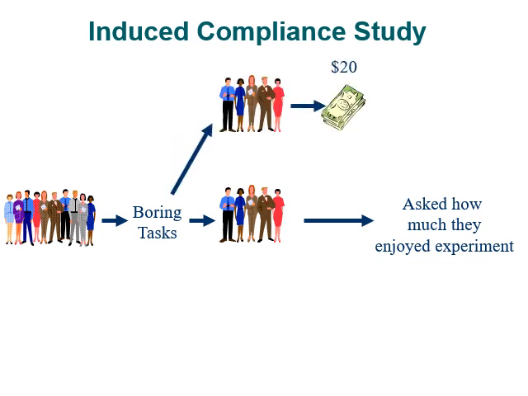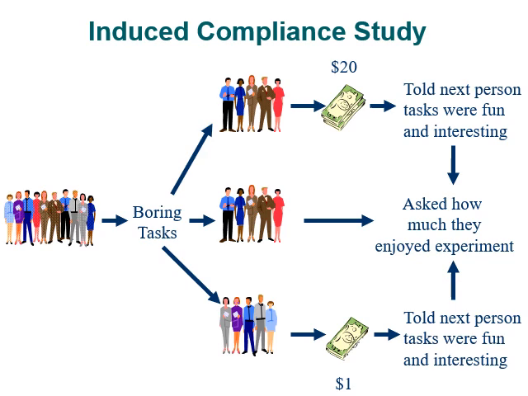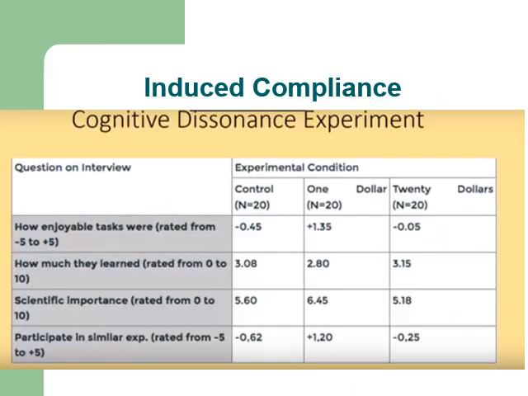Remember, sometimes for doing that boring task, half the time the participants were paid $20. Then they had to tell the next person the task was fun and interesting, and then were asked how much they enjoyed it. Or sometimes they were paid $1 and then had to tell the next person how much they enjoyed it and to please also participate in the experiment. Okay, so now let's get the results.